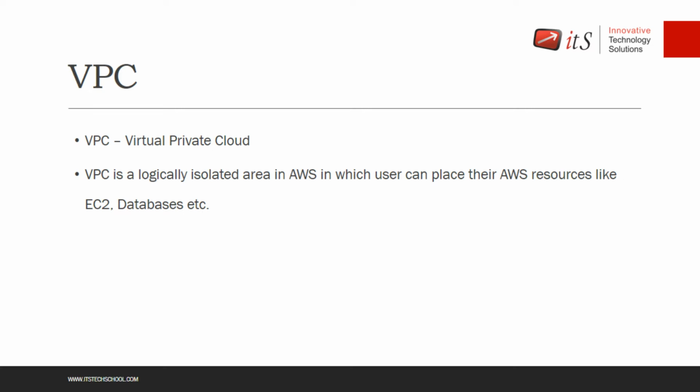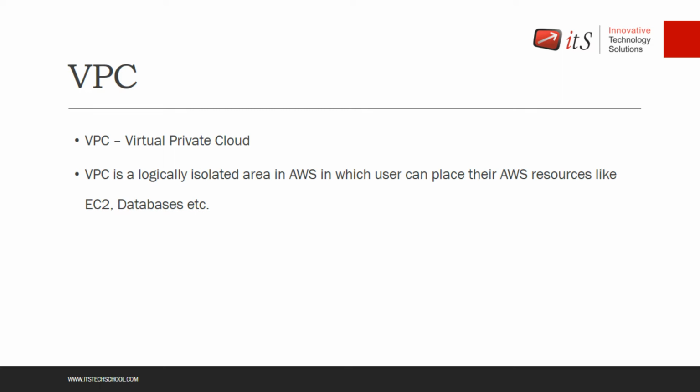So among all the customers, every customer will need some isolated space. And this isolated space is provided by the VPC service, and it's all in the name, a virtual private cloud. That means it's a private cloud for you, but how? It's a virtual private cloud. It is not your physical private cloud. It is a logically isolated area.